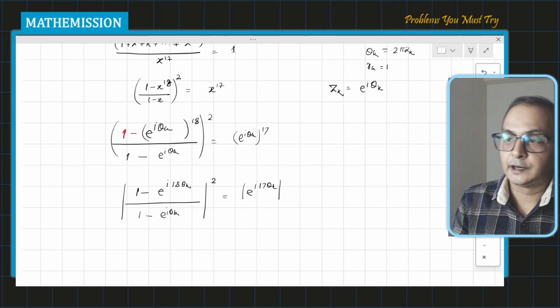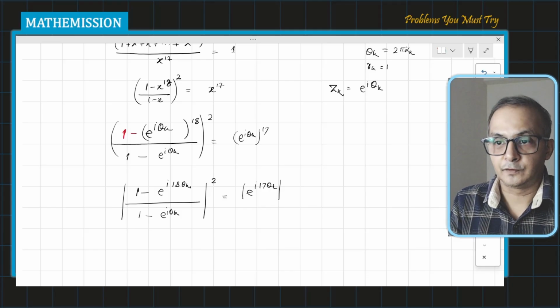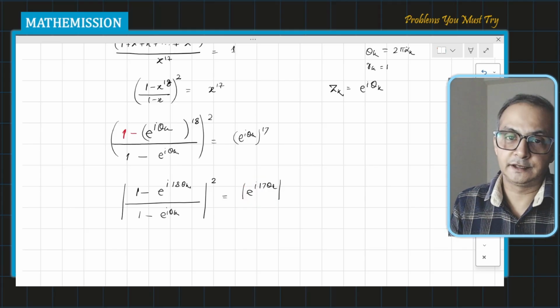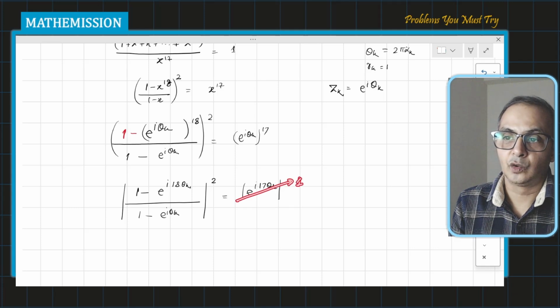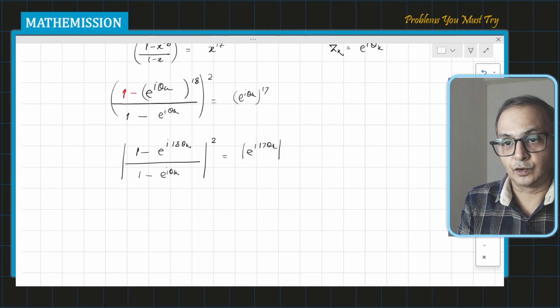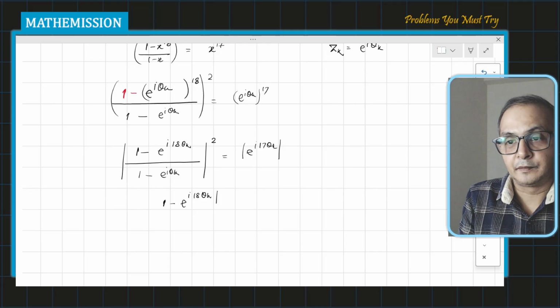Now it doesn't matter what the angle is, it will turn into cosine 17 theta k plus i sine 17 theta k, so this magnitude will be 1 only. And since we are taking the magnitude of a complex number, we take the square root. So what I'm getting here is the magnitude of 1 minus e to the power i 18 theta k divided by the magnitude of 1 minus e to the power i theta k, and that is equal to 1.